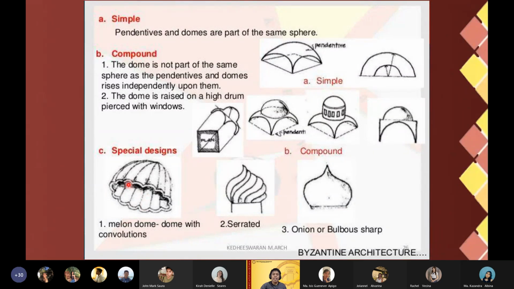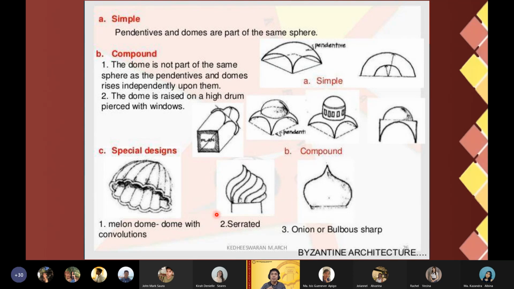So this one is already the late Byzantine era. It could be late Byzantine or part of the Islamic. Not all Byzantine buildings have this kind of dome, these special designs. Some of the domes here are melon domes, serrated, like a twirl, ice cream, something like a cone twirl, and this onion or bulbous dome. You cannot see this type of dome in Byzantine architecture. It was only included here to show what the types of domes are.